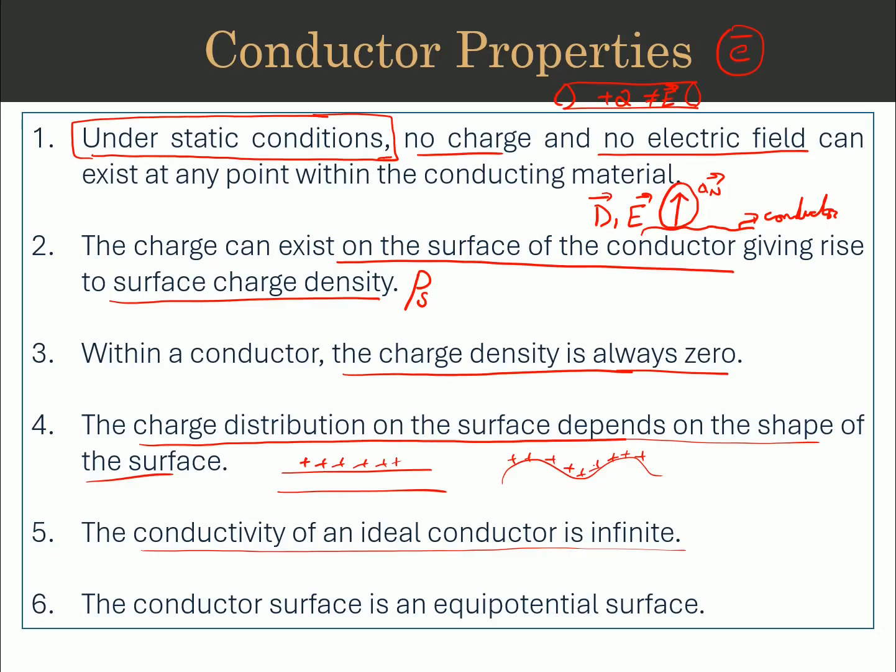And finally, since we have surface charges on the surface of the conductor, all these charges will behave as an equipotential surface. Equipotential surface is where we have the same potential on the surface, or the potential difference between them is 0. So this is known as an equipotential surface. So these are the 6 points that we have to keep in mind, and these will be helpful once we go into the boundary conditions analysis for conductors.